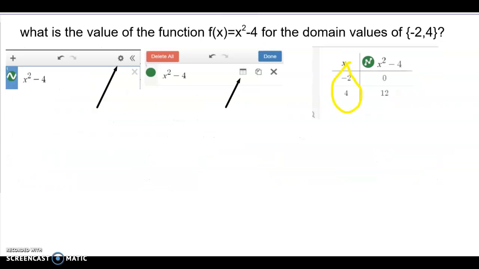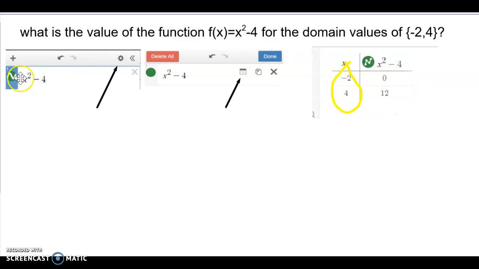All right, I believe this is our last slide. So you might be given a question that says, what is the value of the function f of x equals x squared minus 4 for the domain values of -2 and 4? So this is saying, hey, when x equals -2, which is shown here, and when x equals 4, what does the equation equal? What does my y equal?